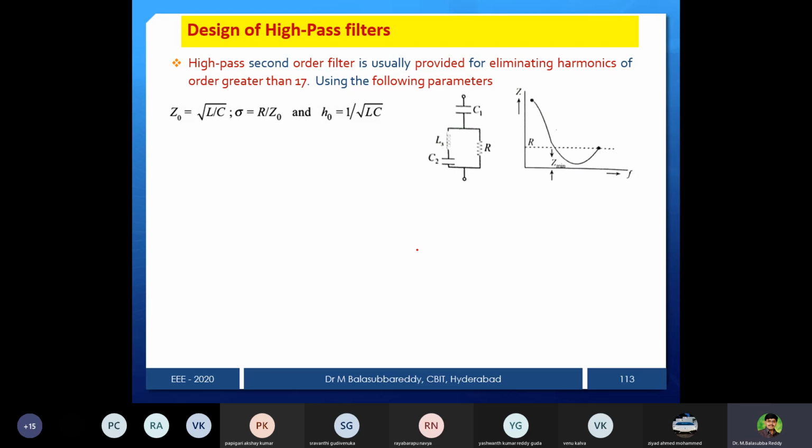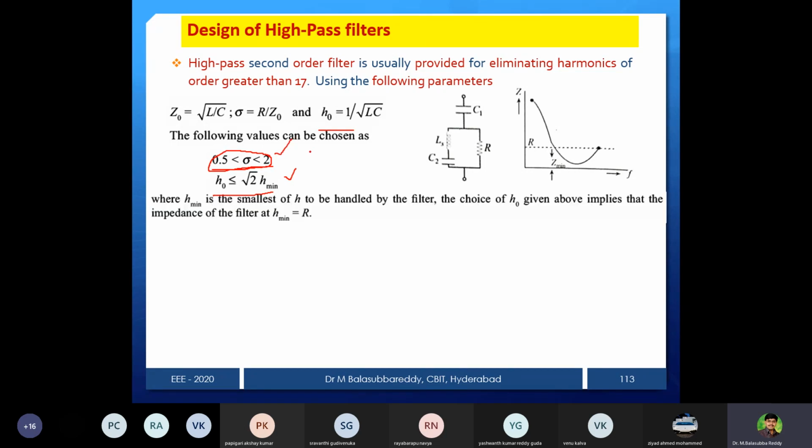eliminated. So Z naught is equal to root C by L, sigma is R by Z naught, and H naught is equal to 1 by root LC. So some empirical relations they mention. You can choose that sigma value 0.5 to 2 and H naught is root 2 into H minimum. But all these relations, by filtering some of the order of the harmonic by tuning the parameters in such a way, they concluded finally that if you select 0.5 to 2 in between, you will get better performance in that design component. H minimum is the smallest of the harmonic orders handled by the filter.